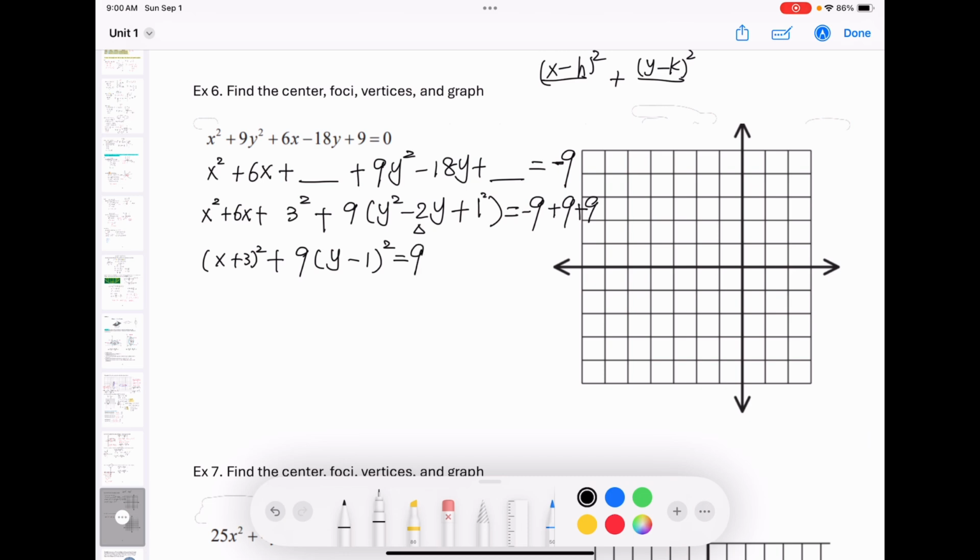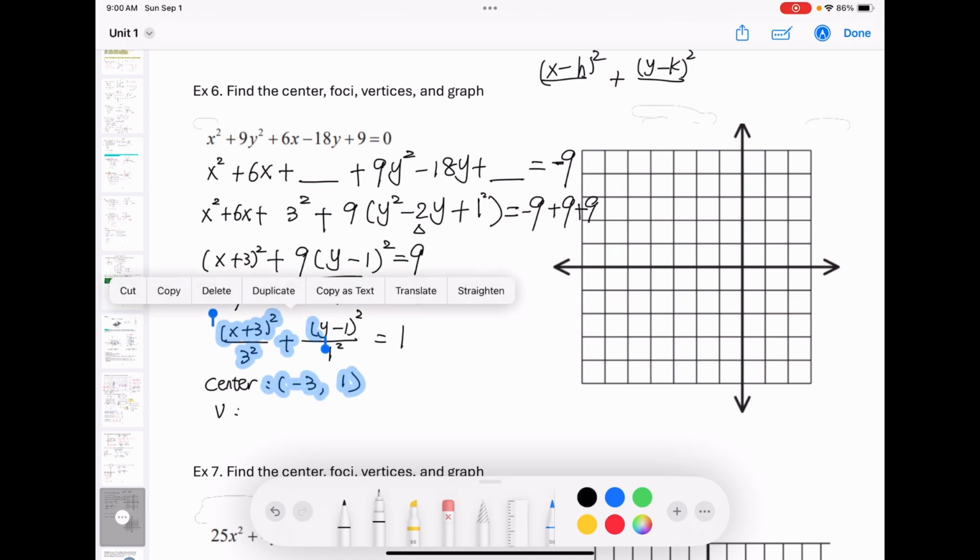We need to make a 1 on the right-hand side, so divide by 9, everybody. So we have x plus 3 squared over 9, and 9 is 3 squared, plus 9 over 9, which is 1, y minus 1 squared over 1 squared is equal to 1. Now we have the 1. What is the center? It is negative 3, comma 1.